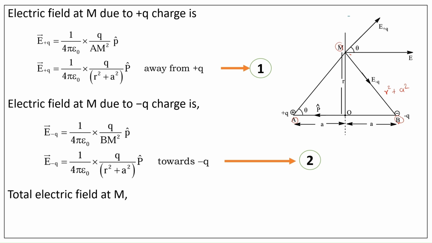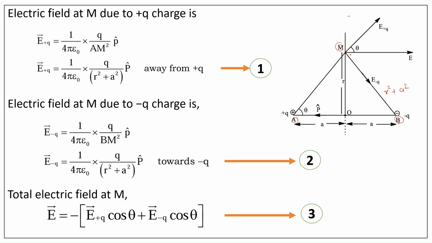Therefore, the total electric field at M is E is equal to minus into bracket E plus Q cos theta plus E minus Q cos theta. Mark it as equation number 3. Take cos theta common. We get E is equal to minus into bracket E plus Q plus E minus Q into cos theta. Mark it as equation number 4.